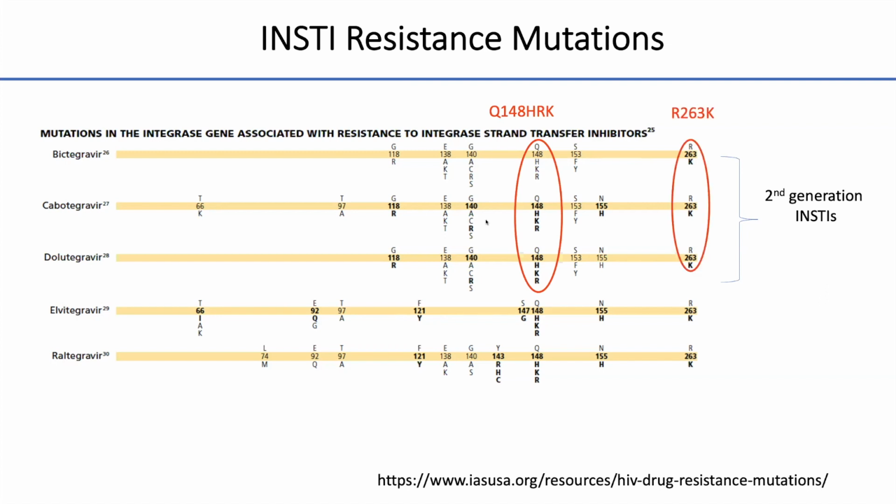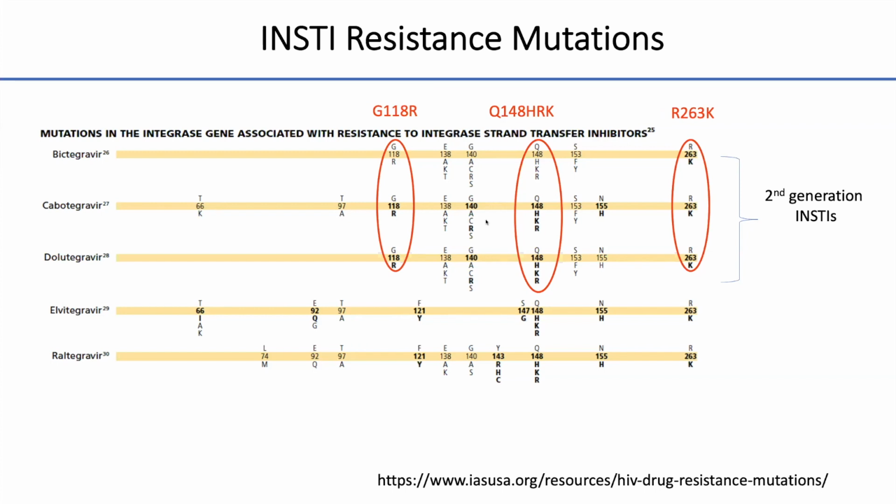R263K was initially the most commonly reported mutation in previously INSTI-naive persons receiving dolutegravir. Alone, it reduces dolutegravir susceptibility about 2-fold. However, G118R is increasingly being reported in INSTI-naive persons receiving dolutegravir. Alone, it reduces dolutegravir susceptibility by more than 5-fold. However, it is associated with reduced replication capacity.